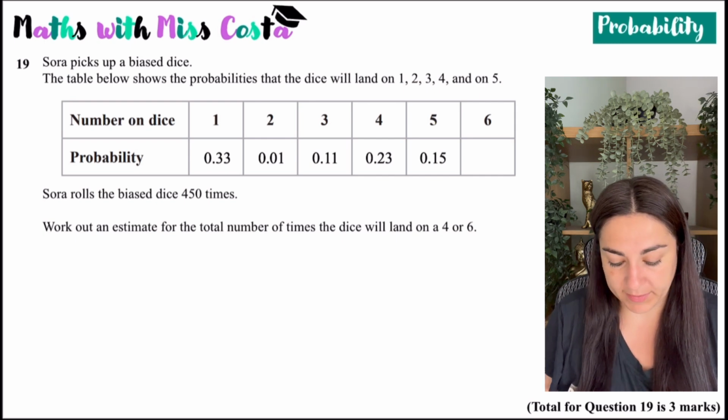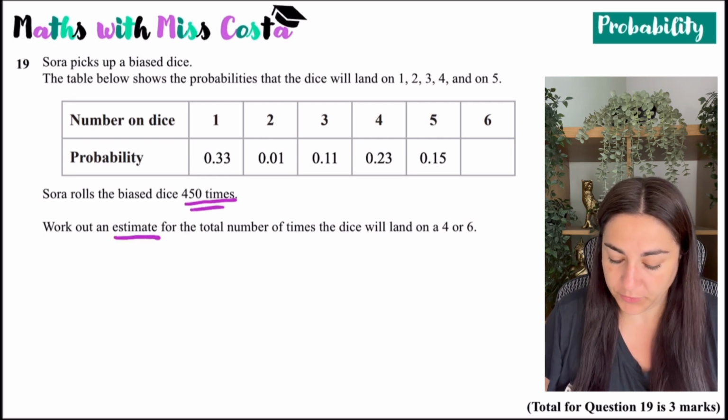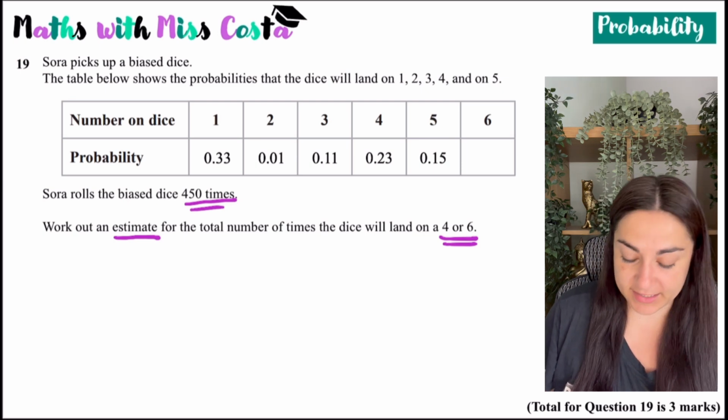And that Sora rolls the biased dice 450 times. And my job is to work out an estimate for the total number of times the dice will land on a 4 or a 6. So there's a few things I need to do here.